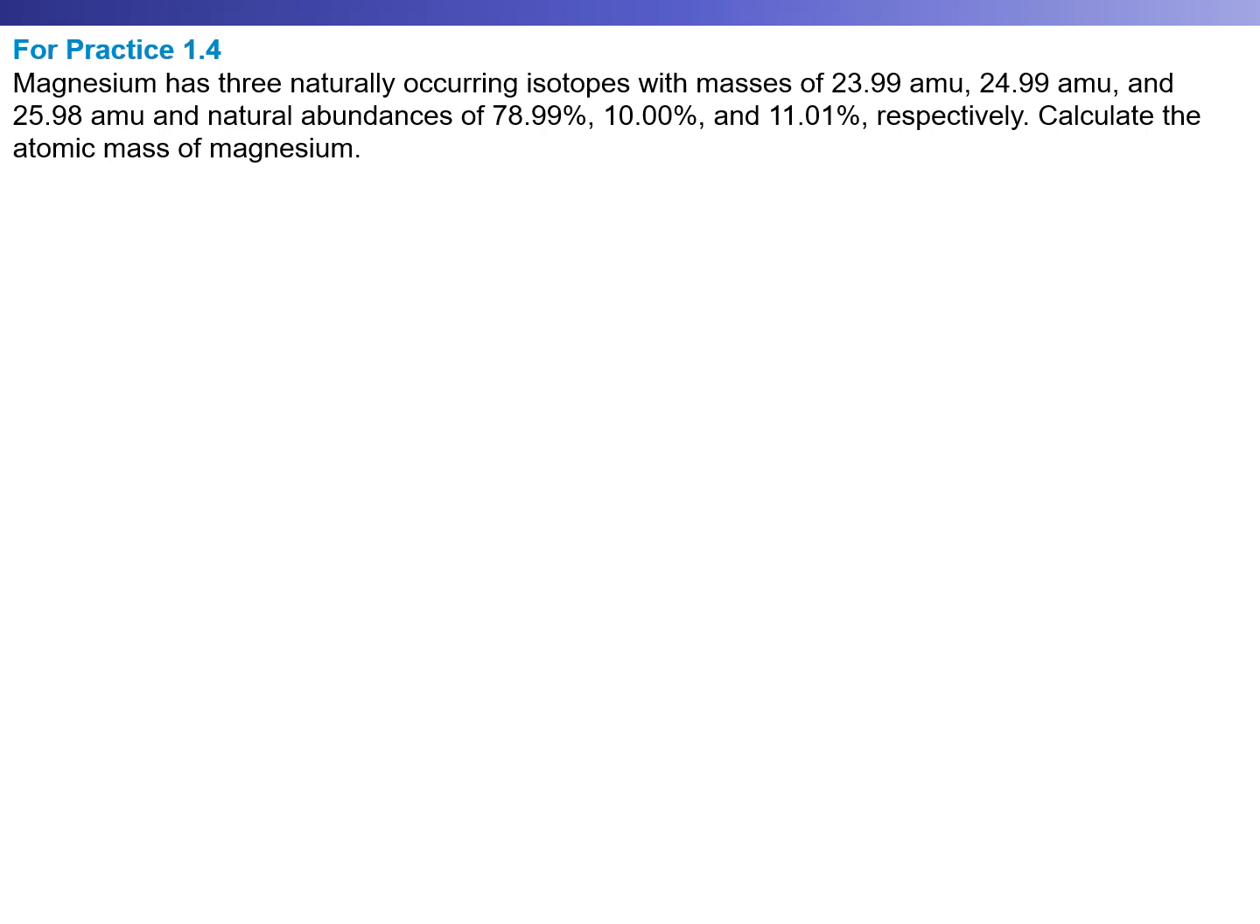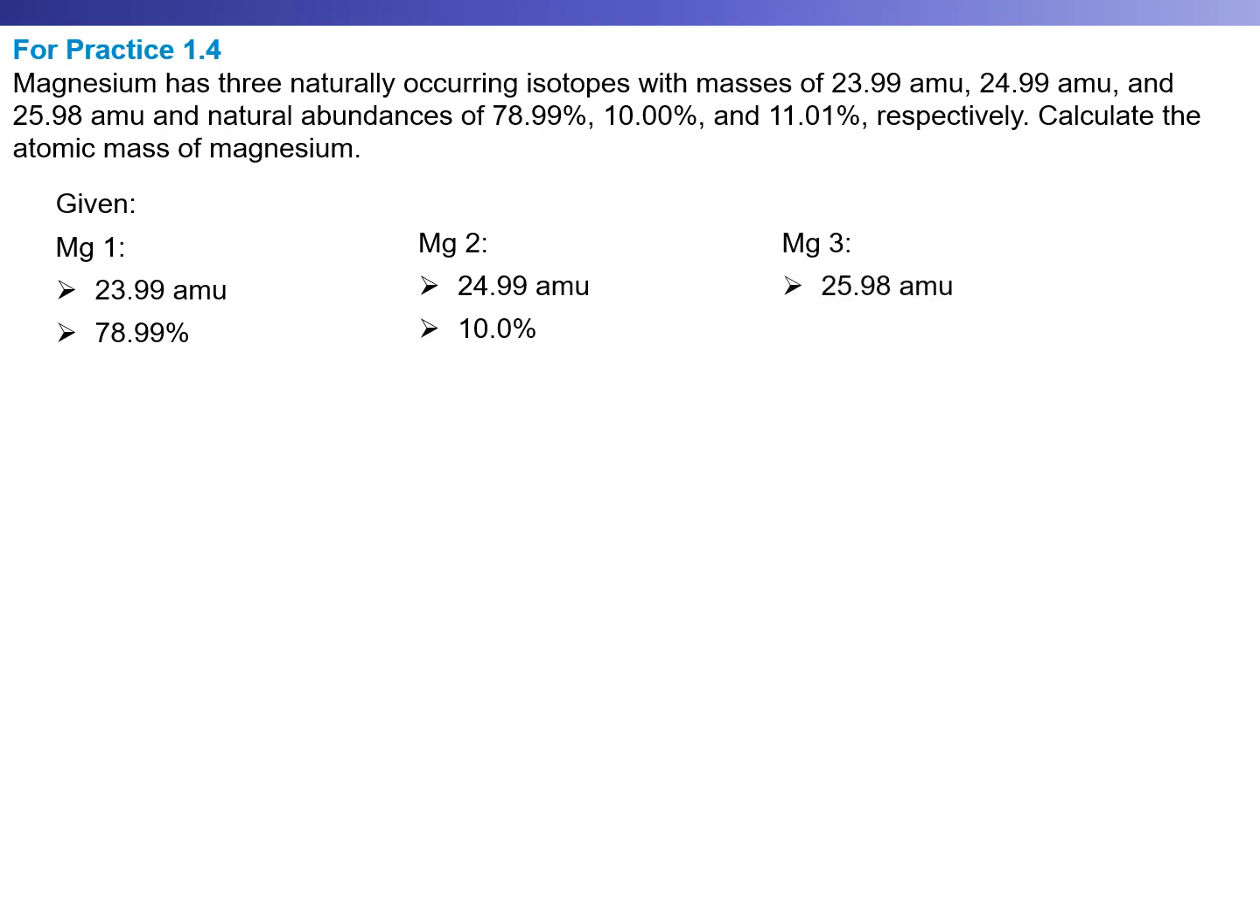And we are to calculate the atomic mass of magnesium. So I always like to take what I'm given and just spell all of that out. We're going to take the information for our first isotope of magnesium, and we know that it has an atomic mass of 23.99, and it shows up at 78.99% in a natural sample of magnesium. Isotope of magnesium number 2 comes in with 24.99 atomic mass units, and it shows up about 10% of the time. And in the third version, it has an atomic mass of 25.98, and it shows up 11.01%.